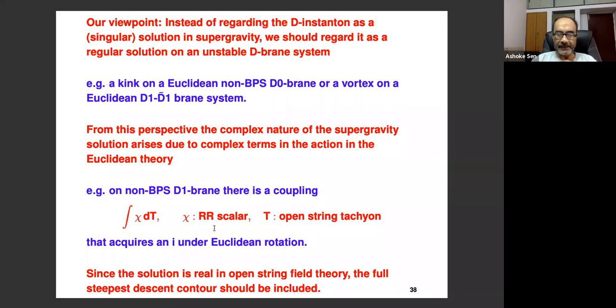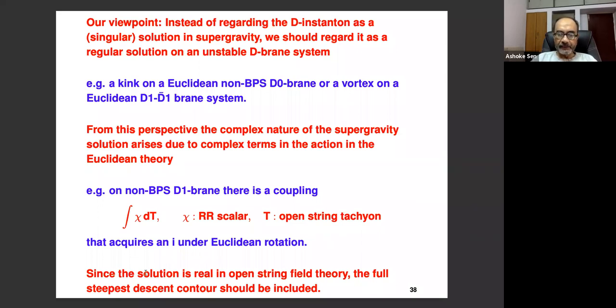Here chi is this Ramond scalar and T is the open string tachyon. You can see from here that once the tachyon condenses, once you get a tachyonic kink, that generates a source for chi. And in the Euclidean space, this is an imaginary source. So from this perspective, the reason that we are getting an i when you think of this as a solution in closed string theory is because the action becomes complex in the Euclidean theory, but the actual solution in terms of the open string theory is perfectly real.